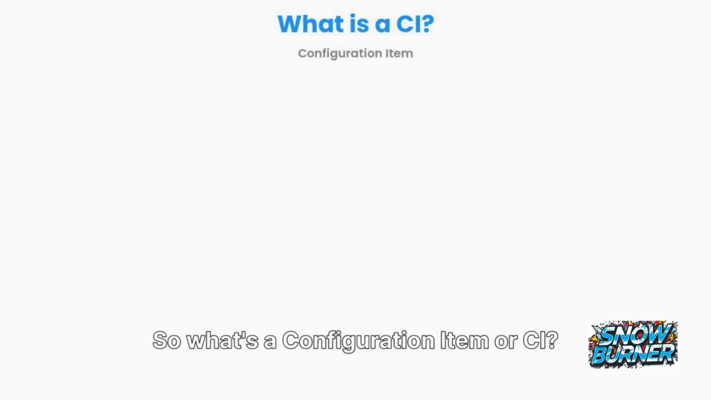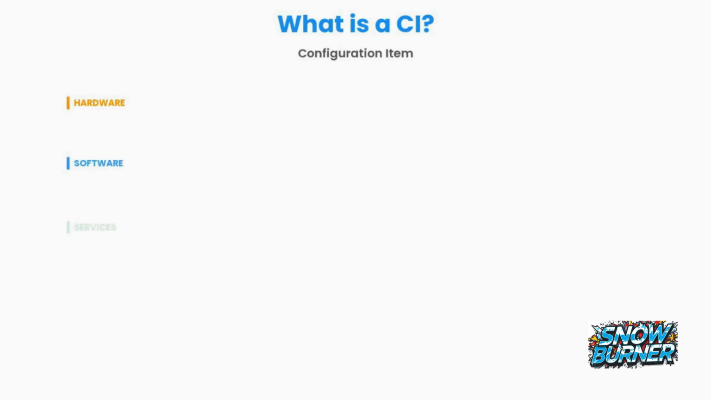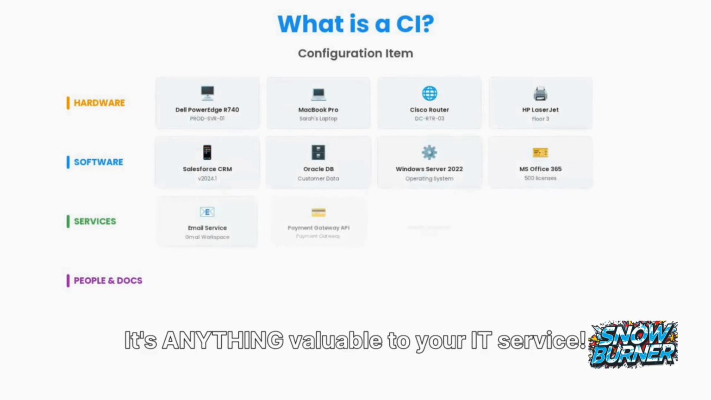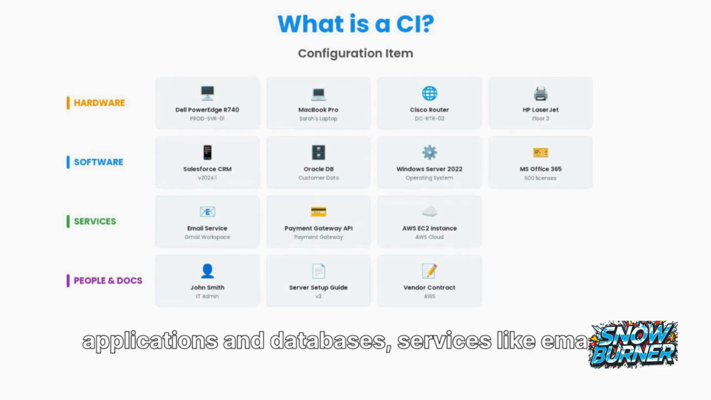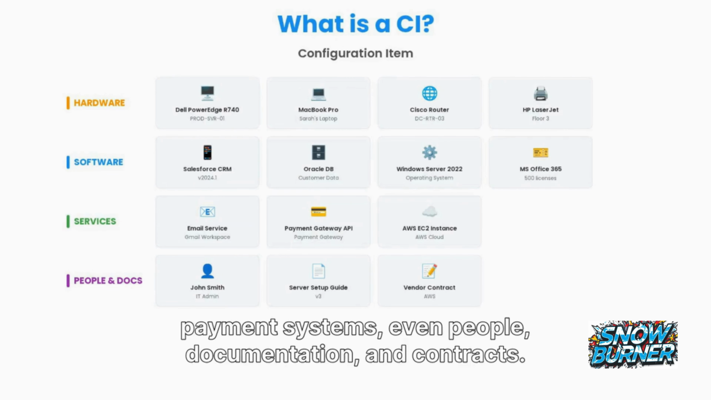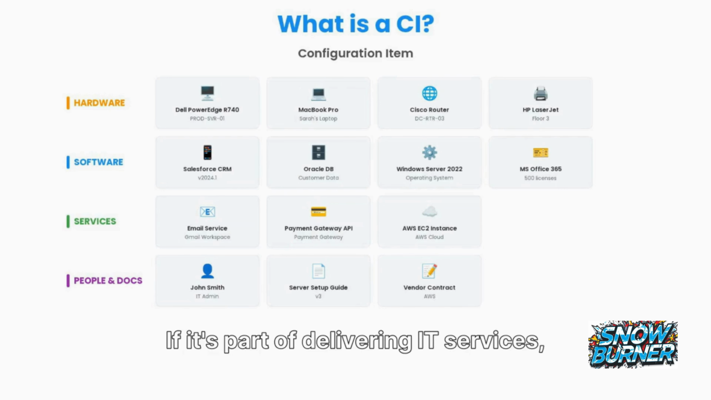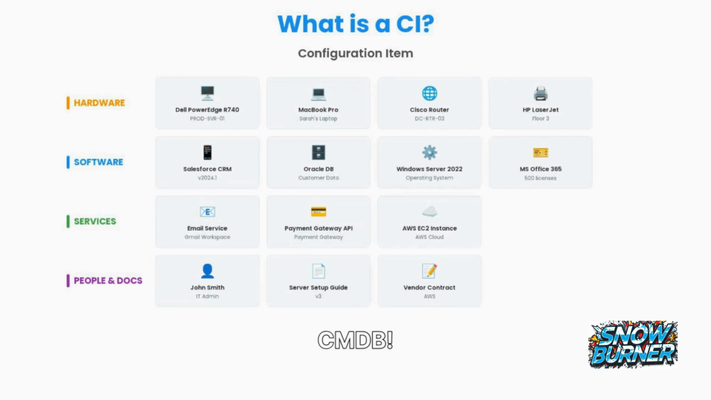So what's a configuration item or CI? It's anything valuable to your IT service. Hardware like servers and laptops, software like applications and databases, services like email or payment systems, even people, documentation, and contracts. If it's part of delivering IT services, it's a CI and belongs in your CMDB.